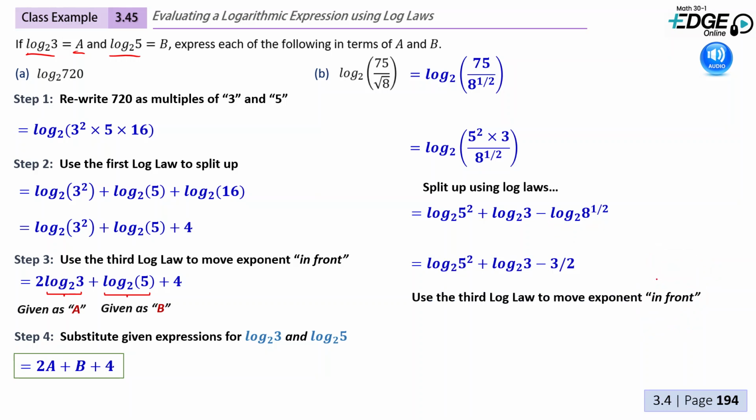Now using the third log law again, we're going to move our exponent down to the front of the log. And then substitute in given expressions for log base 2 of 3 and log base 2 of 5.